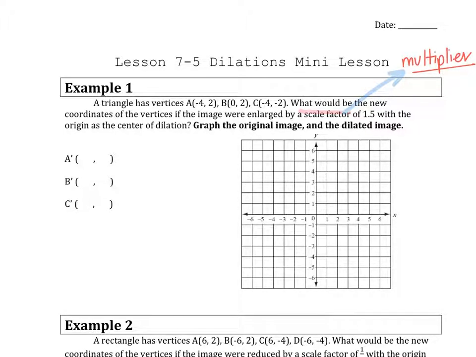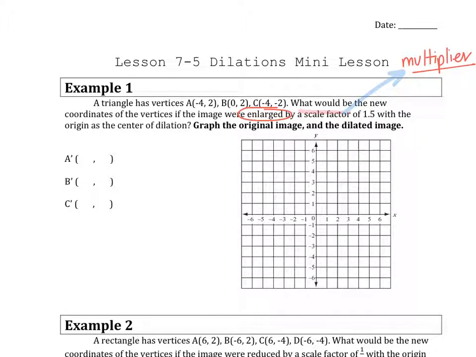So let's get started on the first one. It says a triangle has vertices of -4, 2, 0, 2, and -4, -2. And it says it was enlarged, and enlarged means bigger. So we want our picture ultimately to get bigger, with the origin as the center of dilation. And all that means is that the origin is almost like your point of perspective. All of the lines of dilation will line up there. All of the vertices will line up. And that's the point where it almost starts, if you will. All the lines would gather there.